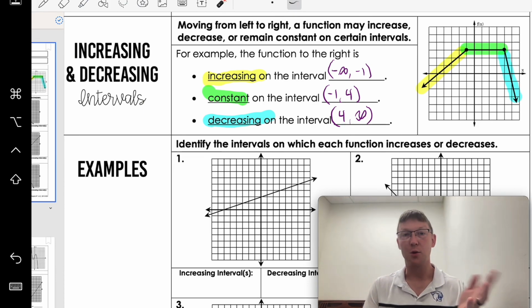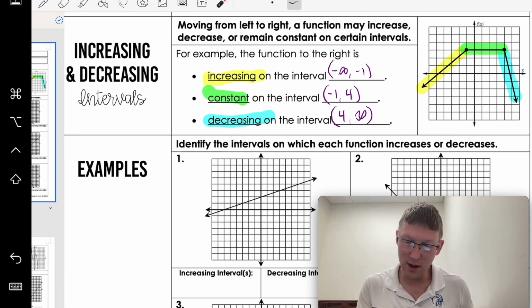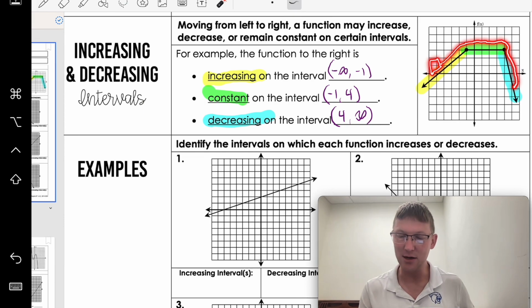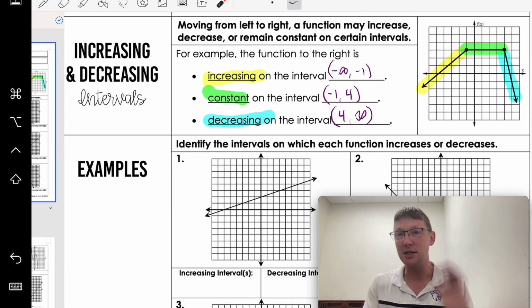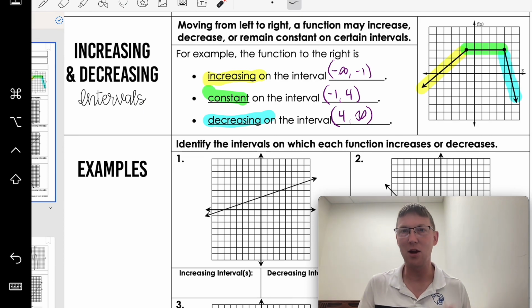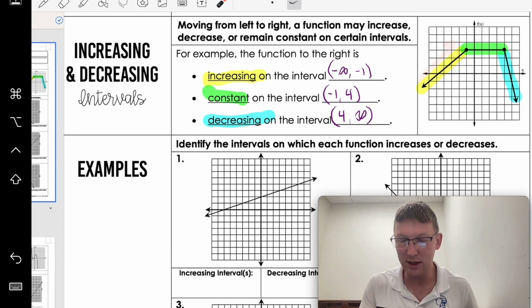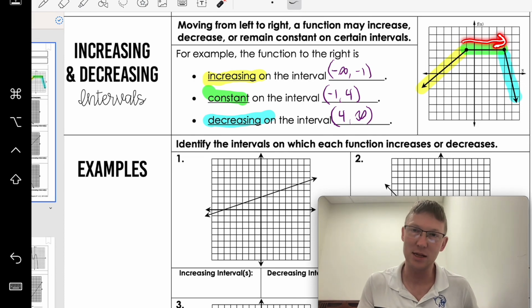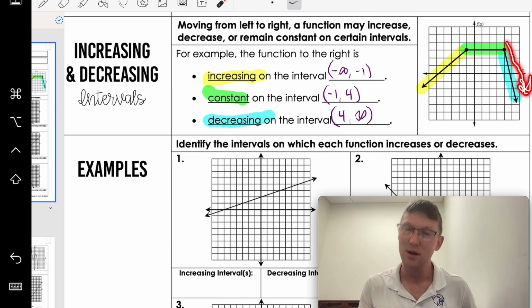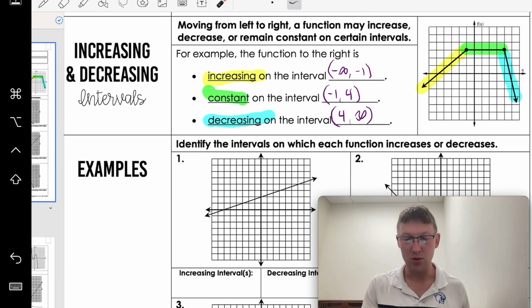So the roller coaster method. If you are on a little roller coaster here, are you going up and down? So the roller coaster goes up, it's increasing, roller coaster stays the same, it's constant, roller coaster goes down, it's decreasing. So again, as you move left to right, if you were on the Batman or the Boss or whatever at Six Flags, as you go up the hill, it's increasing. If you're staying the same, it's constant. And then as you go whee down the hill, it is decreasing. So that's the first concept.